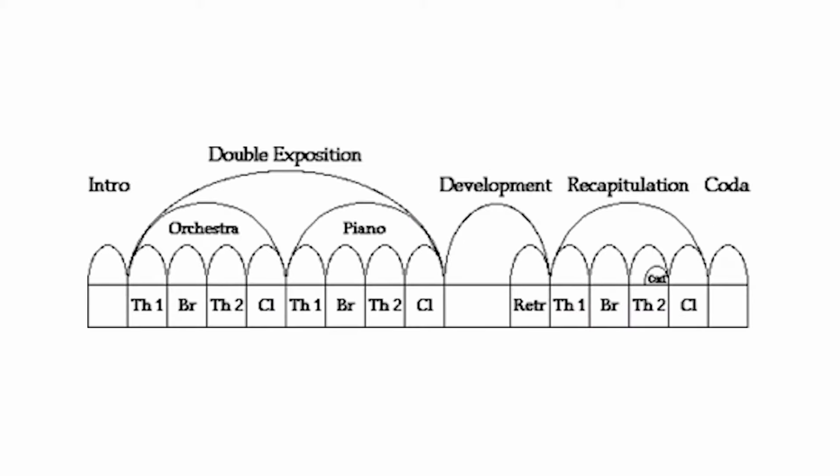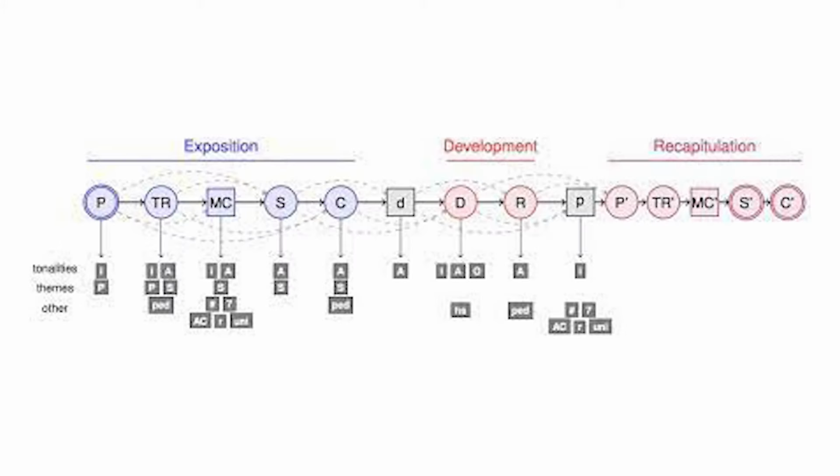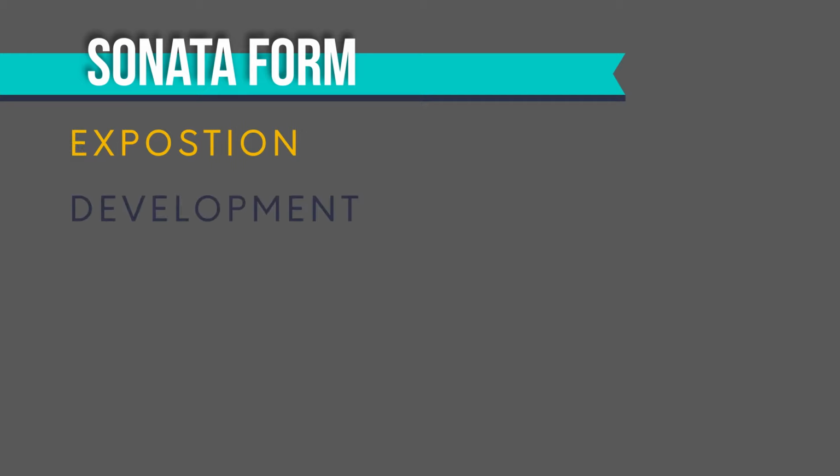It may seem like a lot, especially since all of the charts make it look that way, but sonata form is really just the exposition, the development, and the recapitulation of a theme, or a few themes.